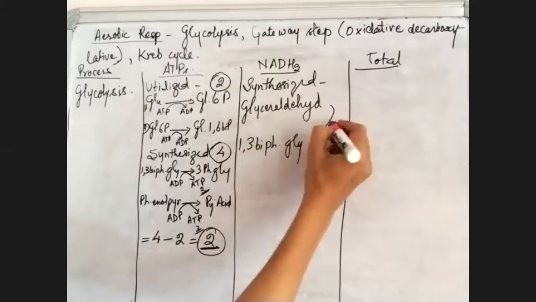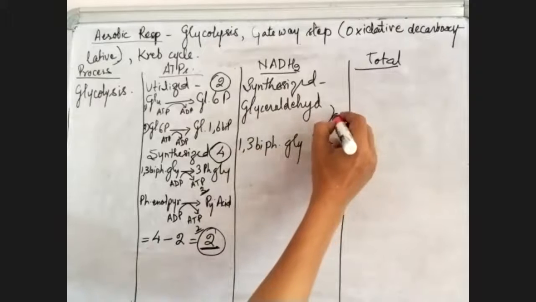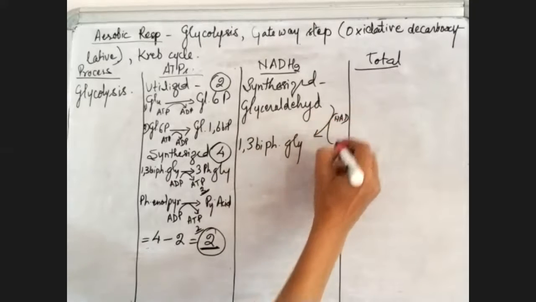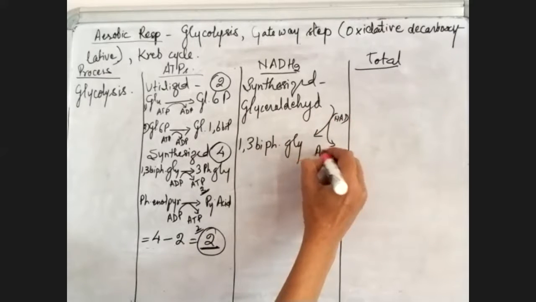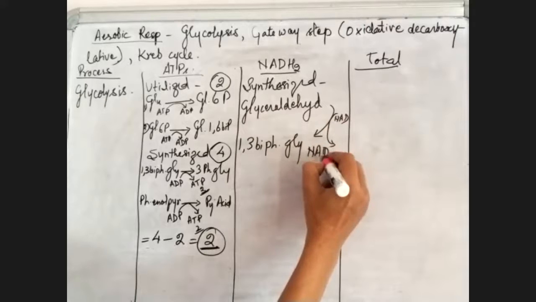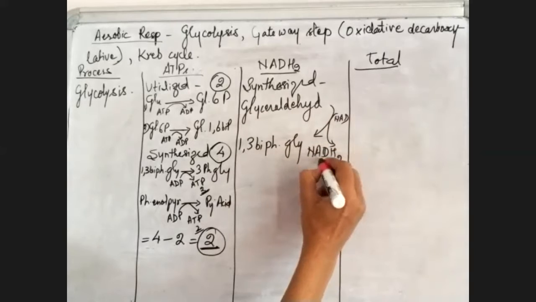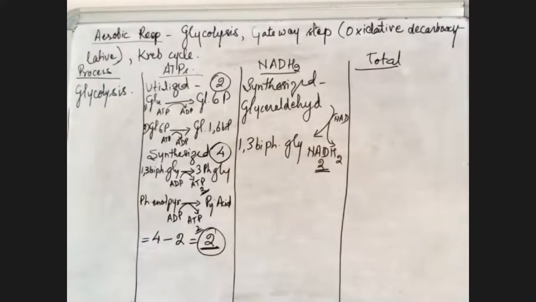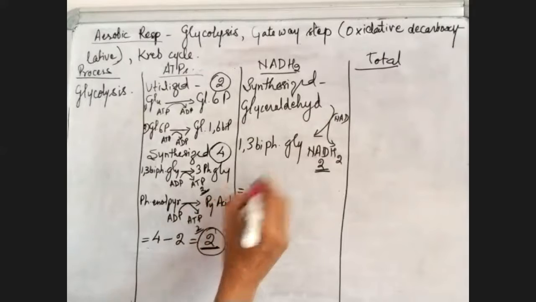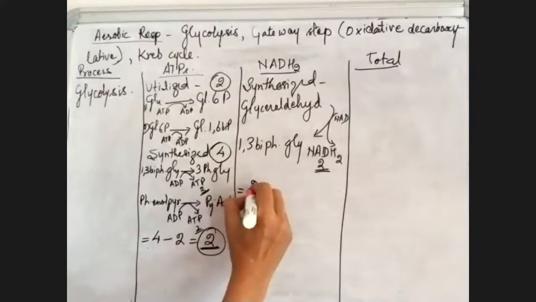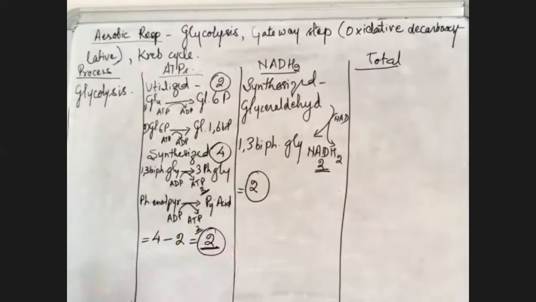At that time, NAD got converted into NADH2 and two molecules were formed. So in all, NADH2 synthesized were two. In all, two NADH2 were synthesized during the entire process of glycolysis.